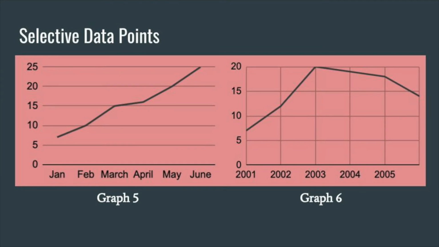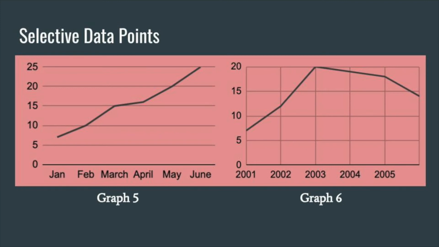On this next slide, we can see that graph 5 and graph 6 are actually entirely different graphs, whereas when we went over truncated graphs and manipulating the y-axis, those graphs were pretty much the same because the data points themselves were the same. However, with selected data points, the author or scientist may choose to only include certain data that will help their case or their argument.